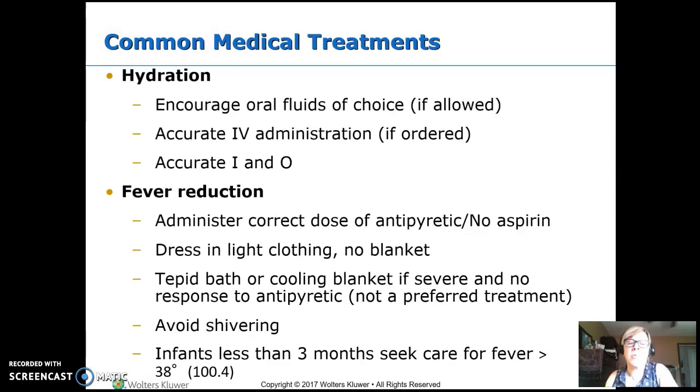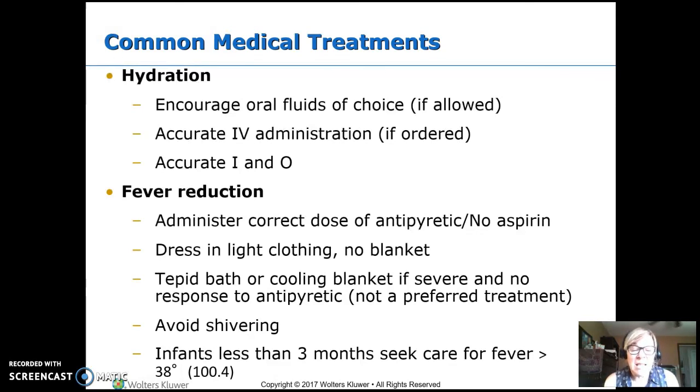We do want to make sure we avoid shivering, though. Shivering is your body's increasing metabolism. It's making those muscles work. The byproduct from that metabolism is temperature. That's how your body raises your temperature, raises the fever. So if a child starts to shiver, then we need to put another blanket on them or turn that fan off.